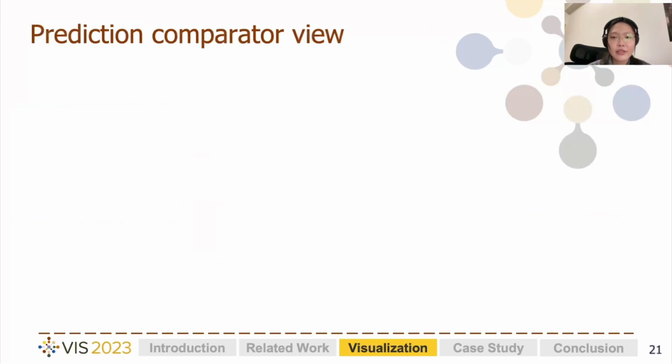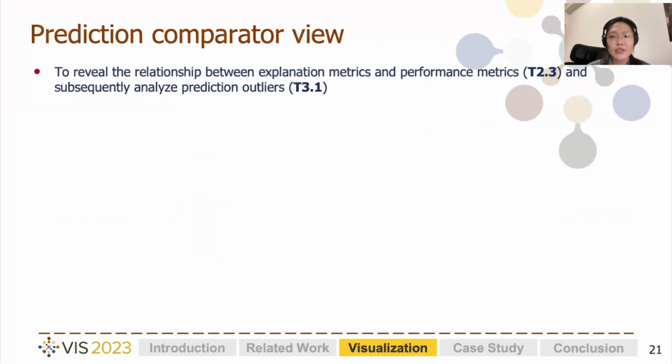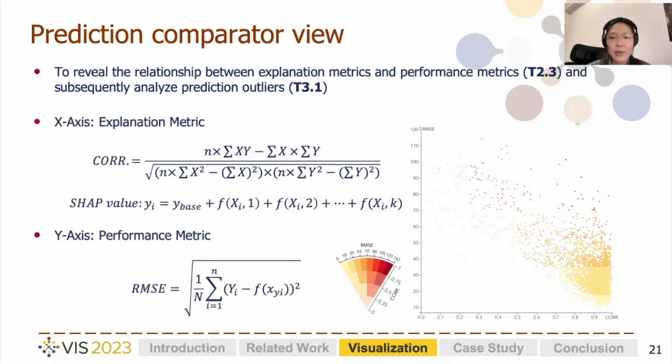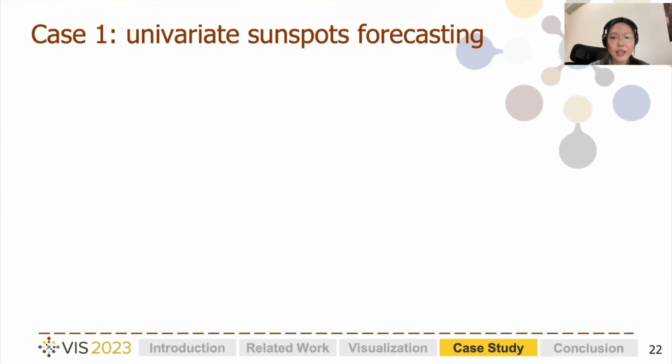Prediction comparator view is designed to review the relationship between explanation metrics and performance metrics, and subsequently analyze prediction outliers. Each prediction can be represented as a point in the scatterplot and encoded based on two-dimensional values using the same VSUP as in the representation view. We evaluate the feasibility of TimeTuner with two cases.